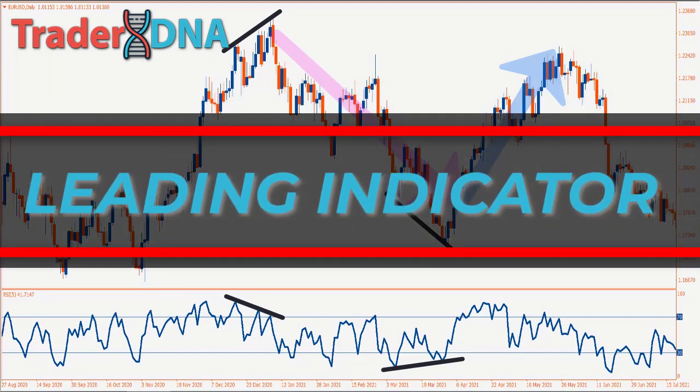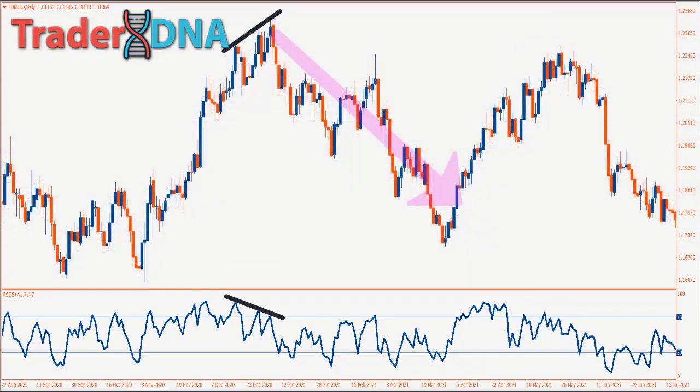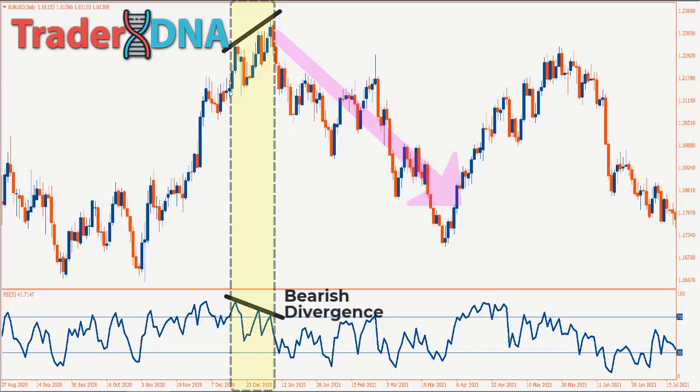In this chart, the price continues to rise, but the RSI indicator starts to fall from an overbought position. This is known as bearish divergence. After the price falls following the indicator signal, the indicator starts to point higher in what is called bullish divergence.